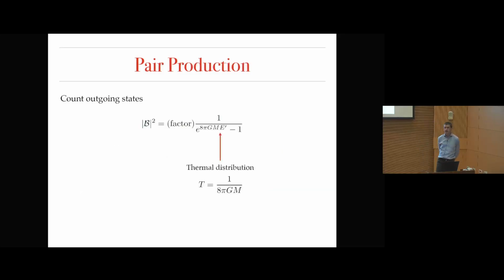Now, counting the number of particles that get out to infinity just involves something like a cross section. You take the square of this object B, and with some identities satisfied by the gamma function, you find that this thermal distribution pops out with some overall factor, and you just recover the temperature then. Nice magical identities of the gamma function.